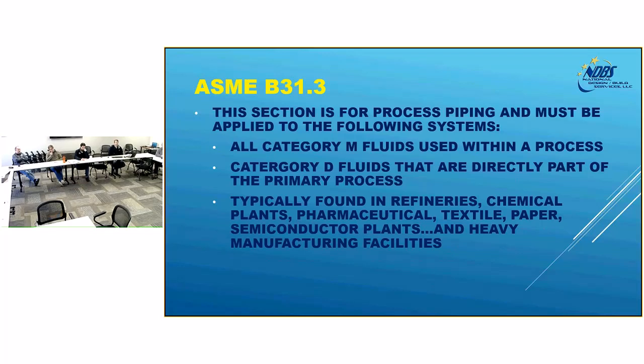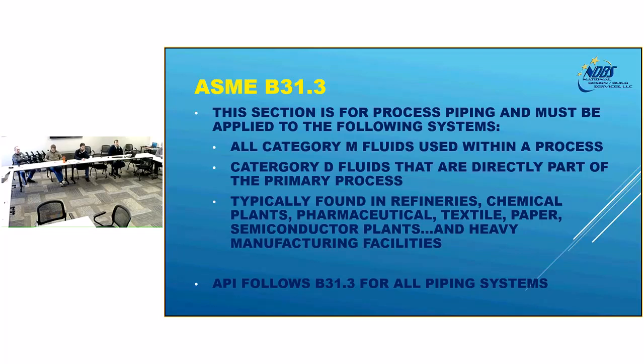And what you'll find in a lot of industry, like pharmaceutical, for example, you'll have a little bit of 31.3, a little 31.5, a little 31.9. They have a mixed bag. So you have to look at each individual system and treat it per its individual code section.